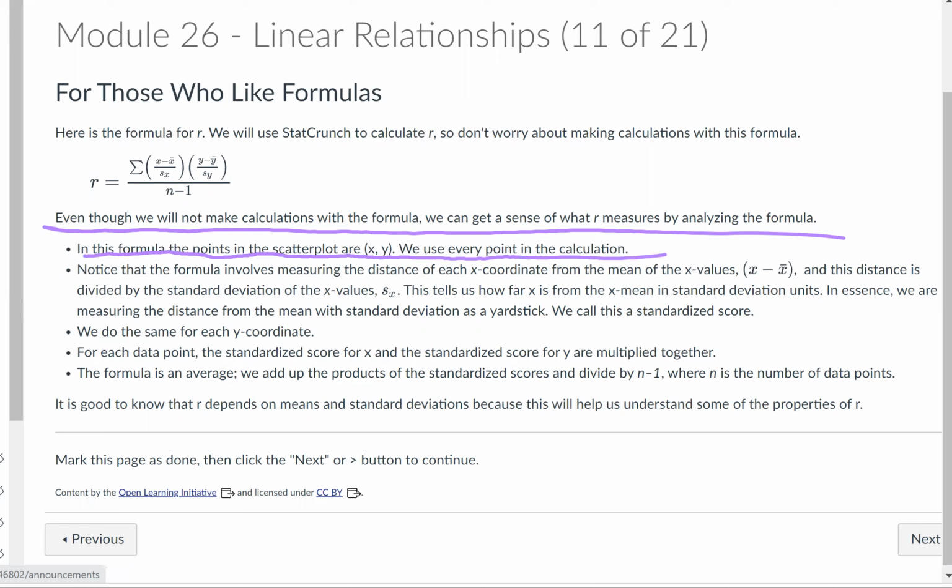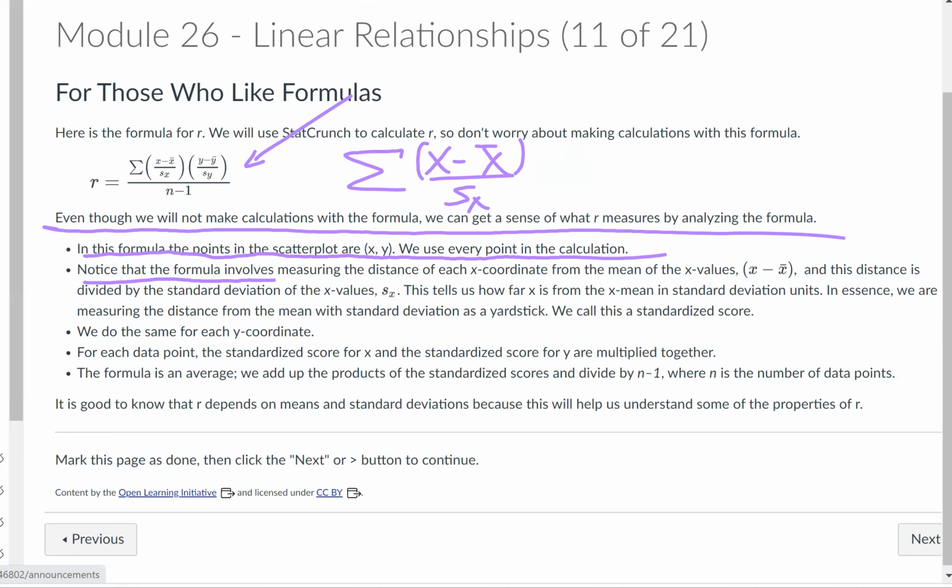We use every point in the calculation. That's why we have this sum. It means run through every X value and subtract it from the mean of all the X values, and then divide it by the standard deviation of all the X values. Okay, now run through every Y value and do the same thing for the second part of the formula.